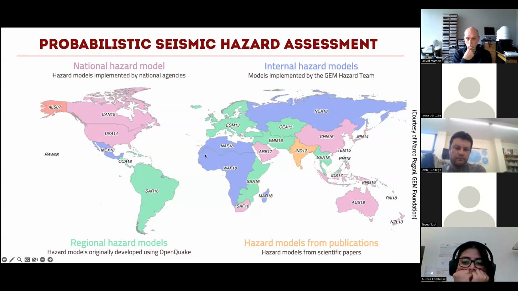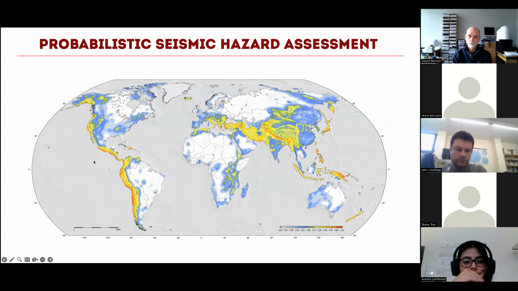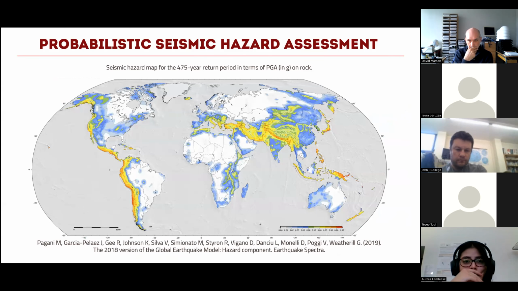So for your activities, I just want to mention that as part of the Global Earthquake Model, my colleague Marco Pagani has compiled this mosaic of seismic hazard models around the world. Some of them are regional models, some of them are national models, some of them are a combination. And by doing that, he has also developed this global seismic hazard map. This is a map for peak ground acceleration in g, in terms of PGA, on rock. There's also the same map, but for Vs30 derived from topography.